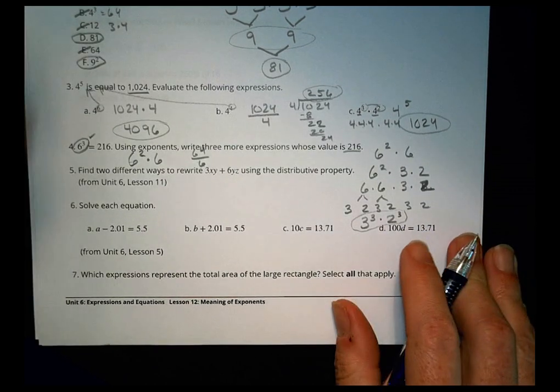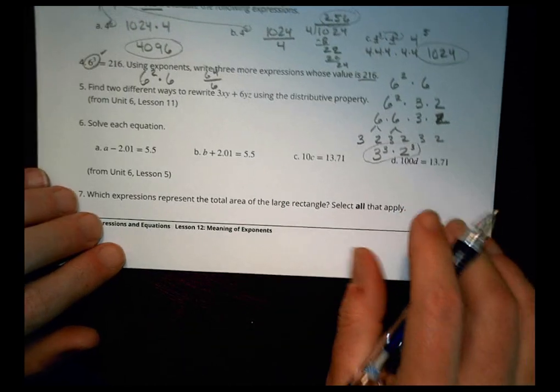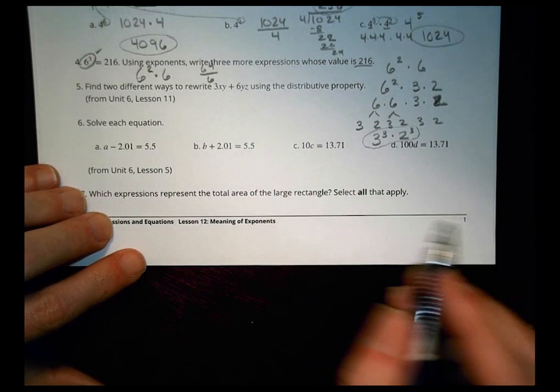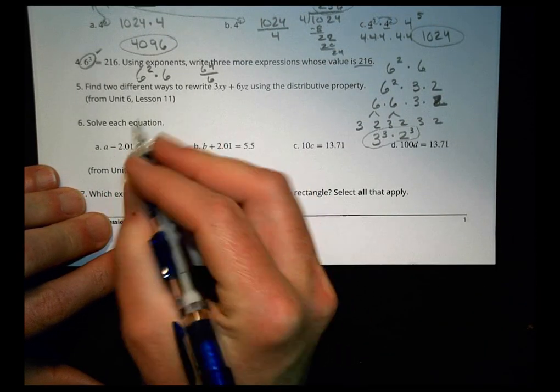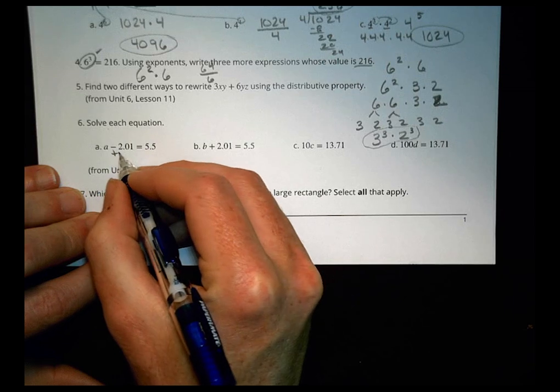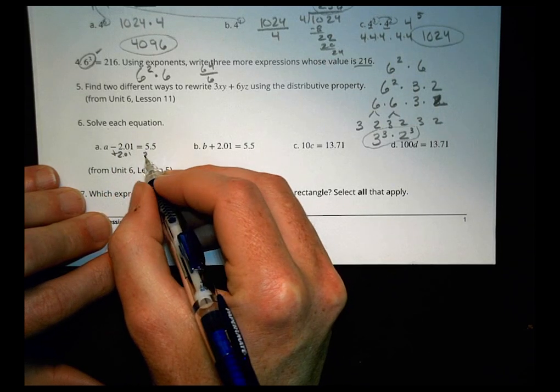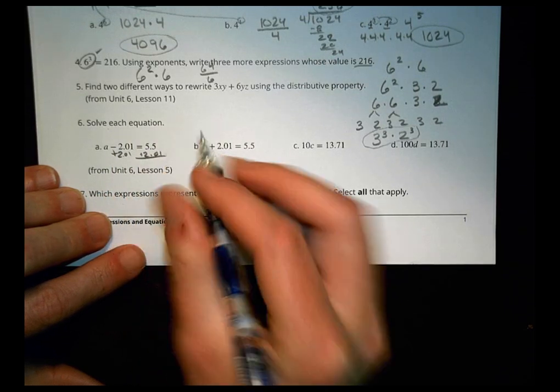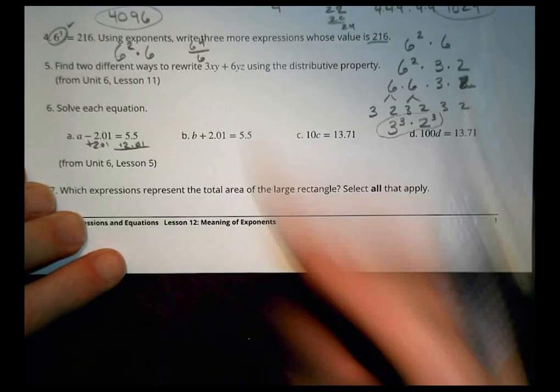All right, number 6 is some review from previous ones, just working with some decimal things here. So again, to solve this one, what do we want to do? We want to add 2.01 to both sides. I'll zoom in here a little bit for you since it's kind of small.